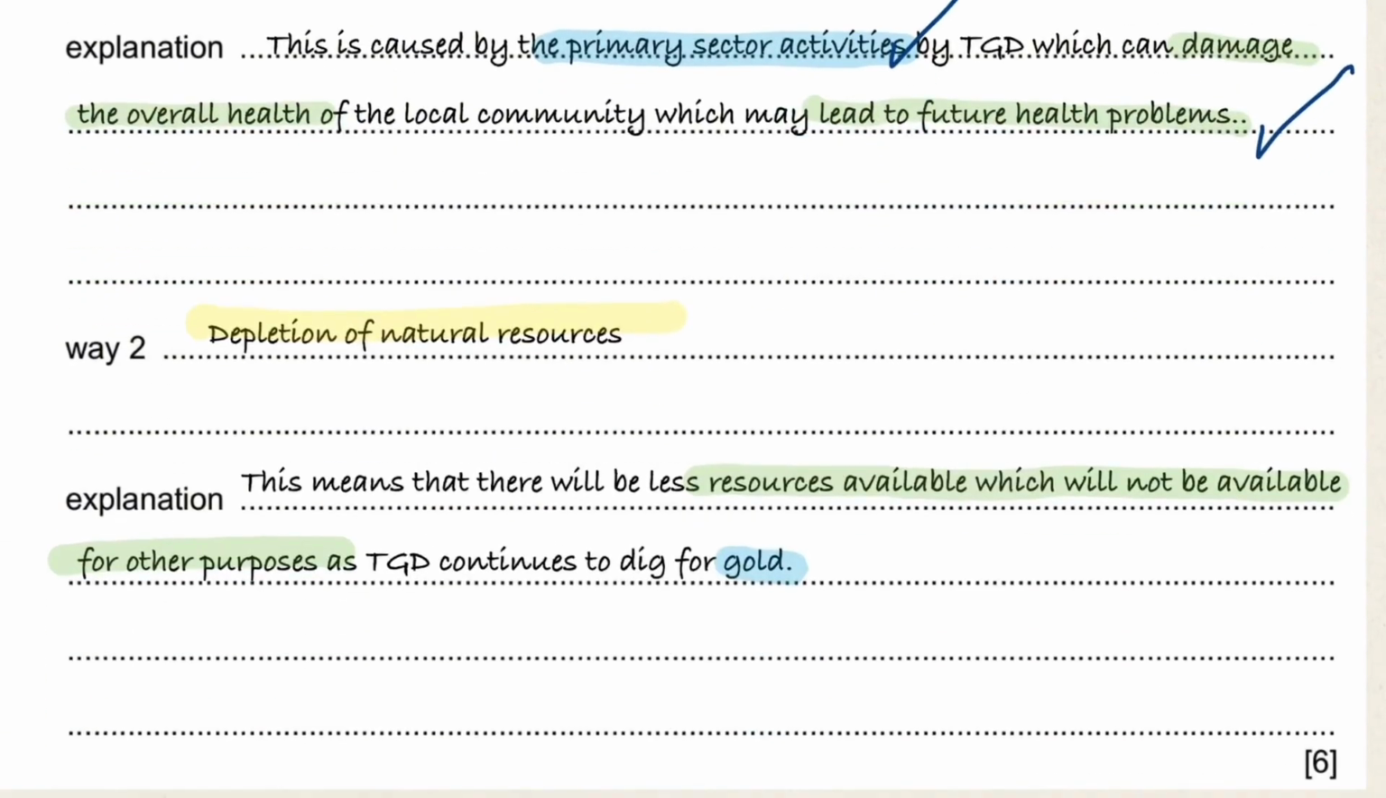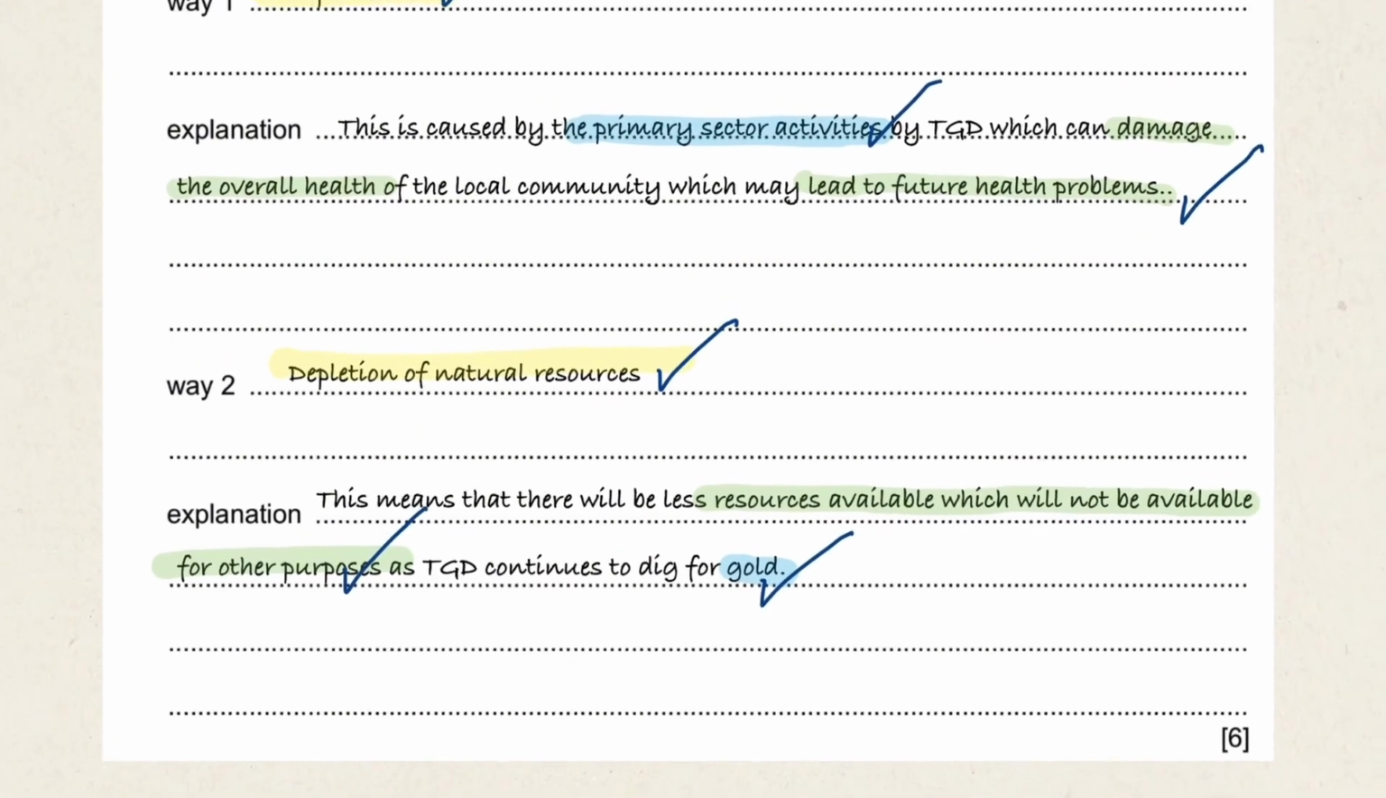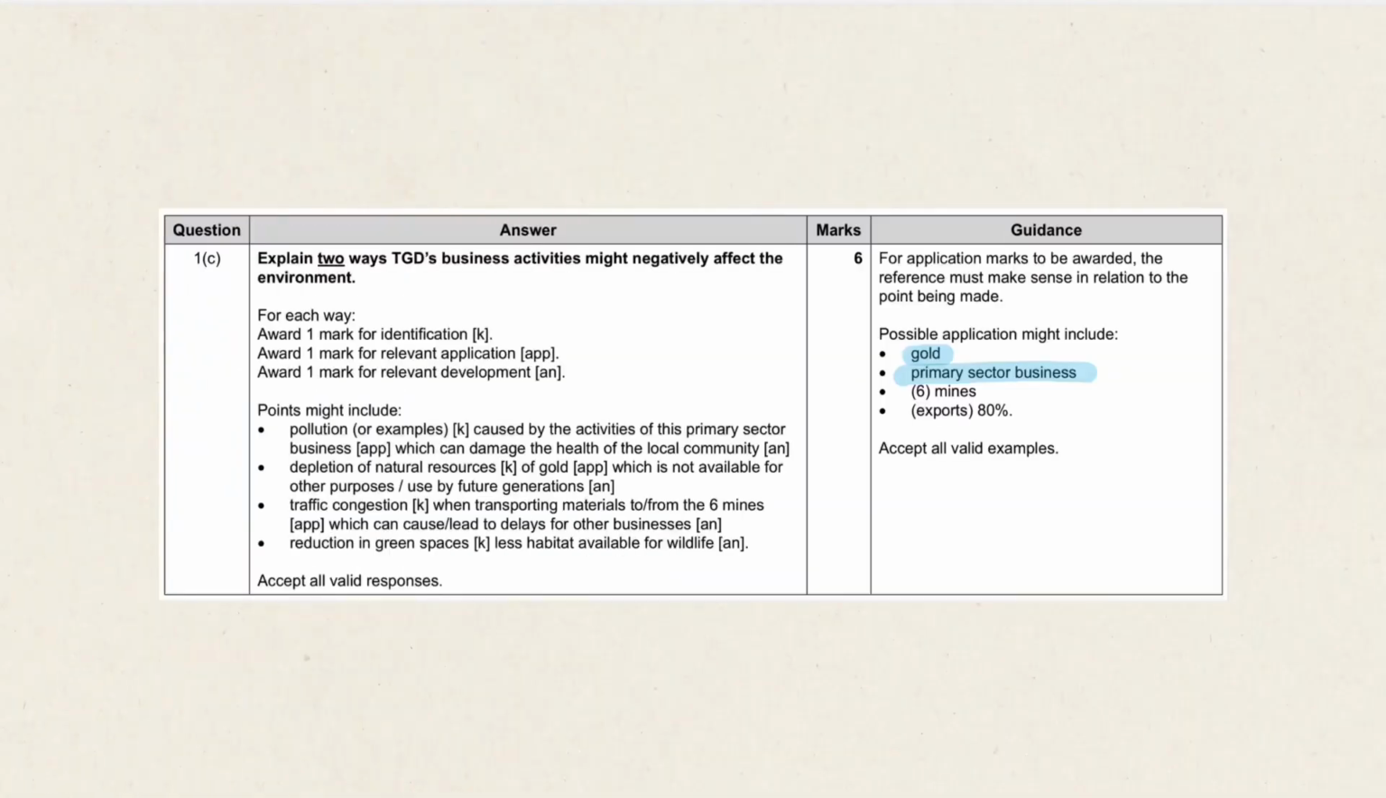And for way 2, the depletion of natural resources, which is our 2nd knowledge point. This means that there will be less resources available for other purposes as TGD continues to dig for gold. As you can see, the application is gold, again highlighted in blue. And for the analysis, this is the direct impact of depletion of natural resources, which means that resources will not be available for other purposes. And this is the mark scheme. As you can see, gold and the primary sector businesses.